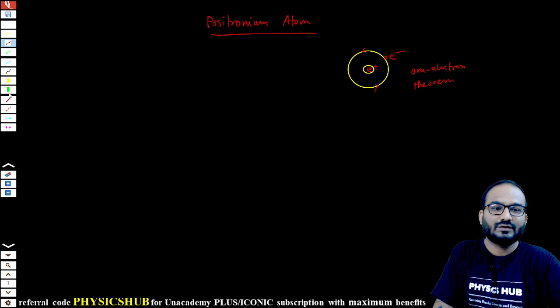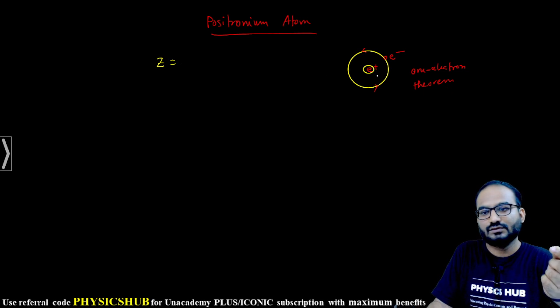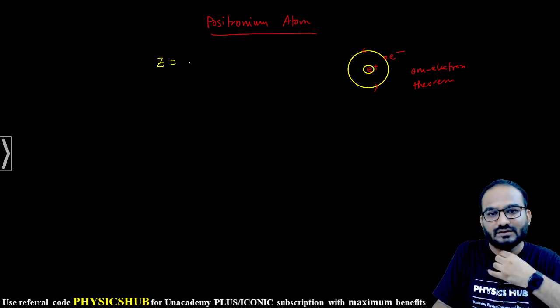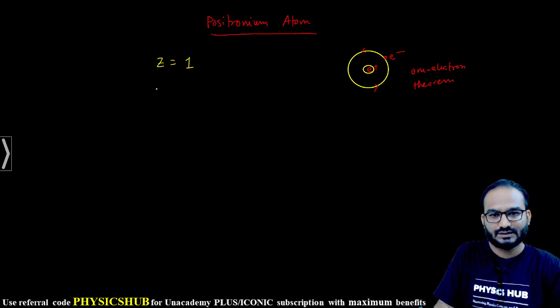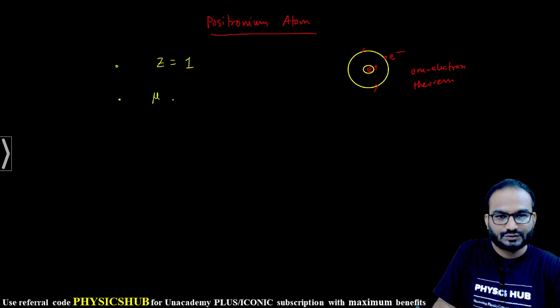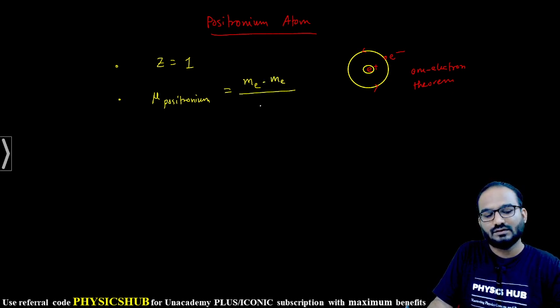Now what will be the value of Z for this positronium atom? Z is the number of protons, so here you can consider equivalently Z equals 1, that is a positron. You can take Z equals 1 for the positronium atom. How can we calculate the reduced mass of the positronium atom? The formula is m1 m2 by m1 plus m2. Here the electron and positron have the same mass, because an antiparticle has the same mass. Mass of electron divided by mass of electron plus mass of electron, m1 m2 by m1 plus m2, gives you me by 2.